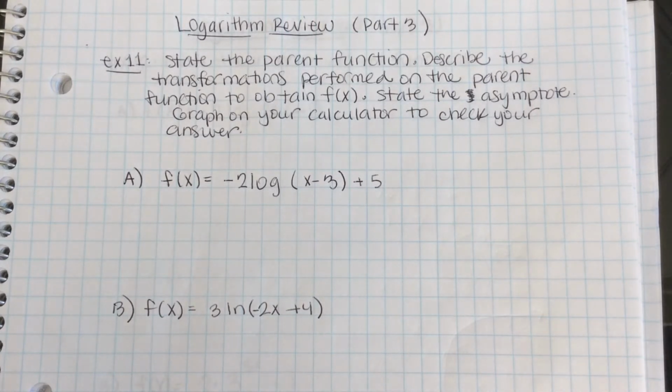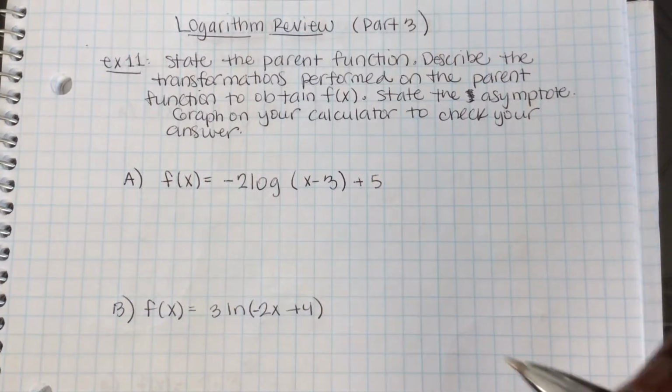I am changing the directions for number 11 than what you will see on your review in class. So for example 11, I want us to state the parent function, describe the transformations performed on the parent function to obtain f of x, and state the asymptote. And then in class tomorrow, we'll practice graphing on our graphing calculators to check our answers.